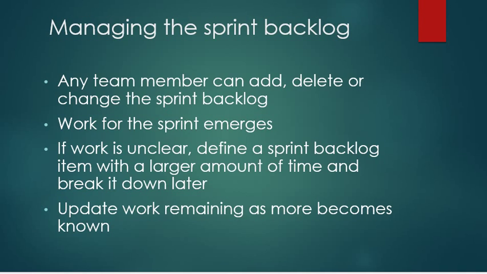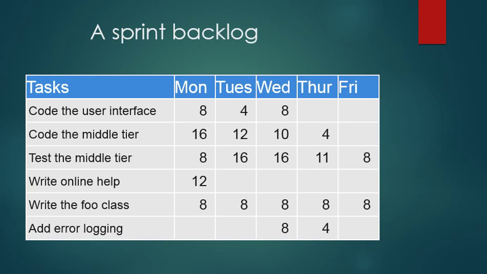Managing the sprint backlog. Any team member can add, delete or change the sprint backlog. Work for the sprint emerges. If work is unclear, define a sprint backlog item with a larger amount of time and break it down later. Update work remaining as more becomes known. A sprint backlog task, for example, code the user interface: Monday 8 hours, Tuesday 4, Wednesday 8.